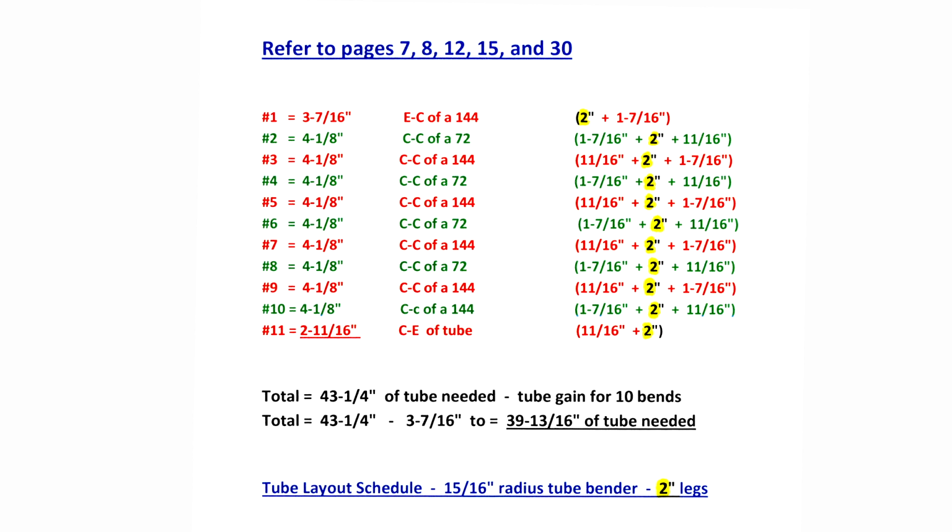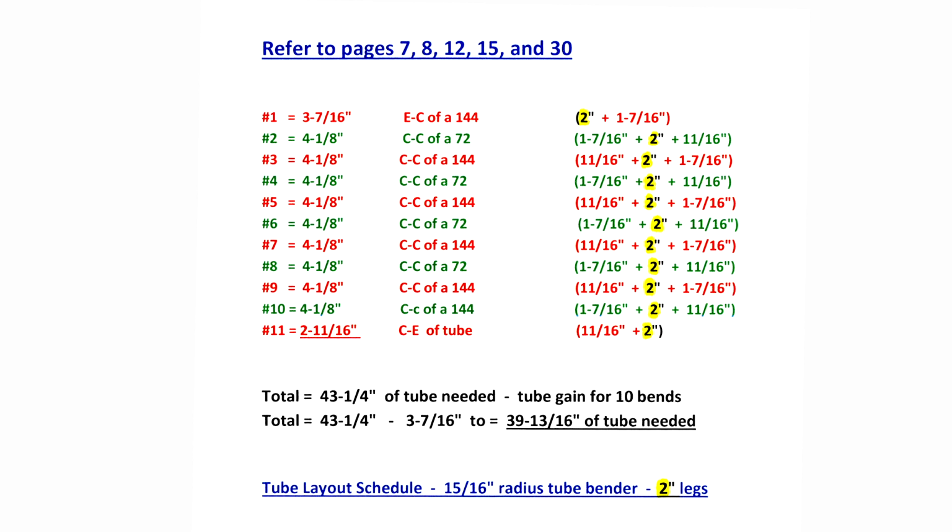This diagram shows a tube layout schedule for a 5-pointed star using a 15/16 inch radius tube bender with 2-inch sections between each bend. The total tube which will be needed when we add up these 11 dimensions is 43 1/4 inches minus 10 tube gains. By referring to the tube spoon marker, the 10 tube gains together equal 3 7/16 inches. The tube length which will be needed to bend this star is 39 13/16 inches.